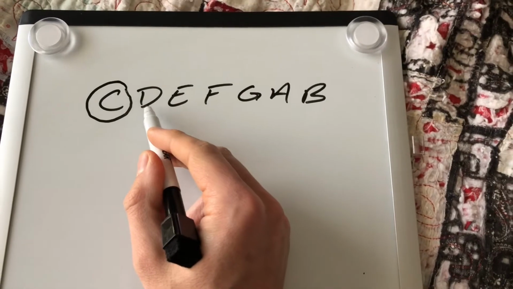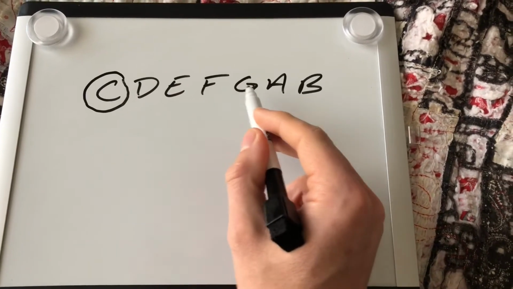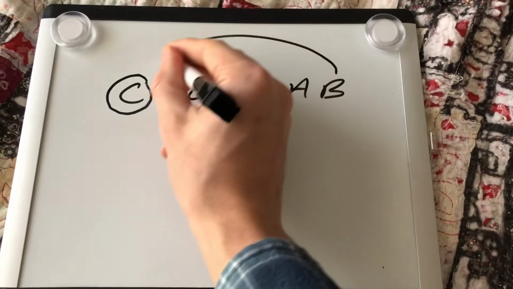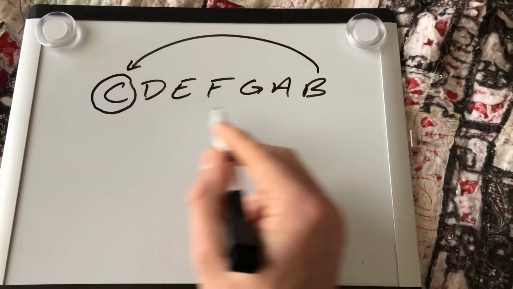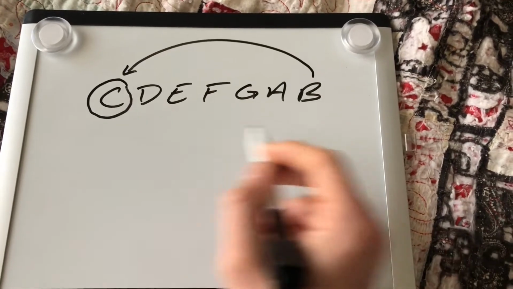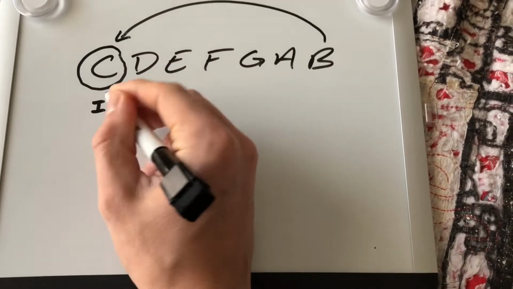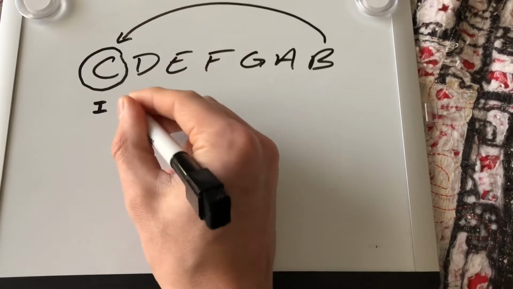Then you have D, E, F, G, A, B, and then B is followed by the tonic again, so then it repeats itself and it resolves. It's cyclical. The tonic note can also be denoted as a Roman numeral 1.